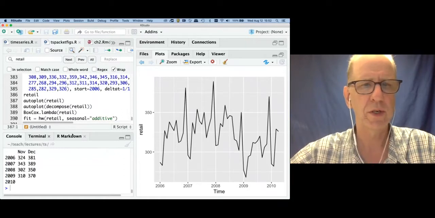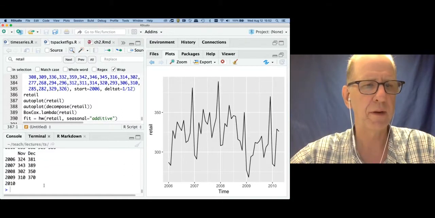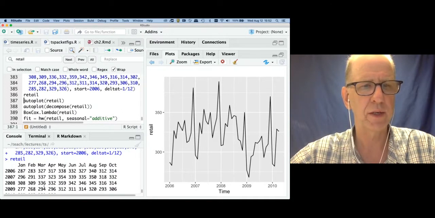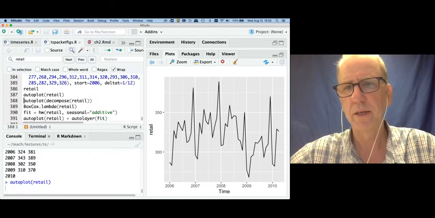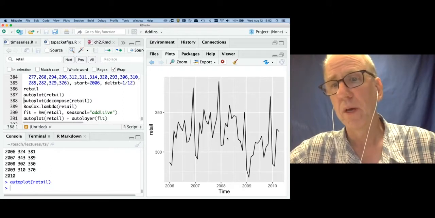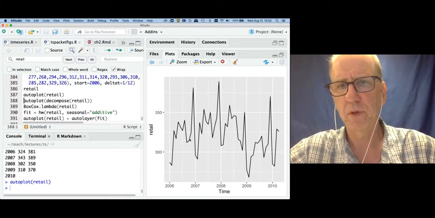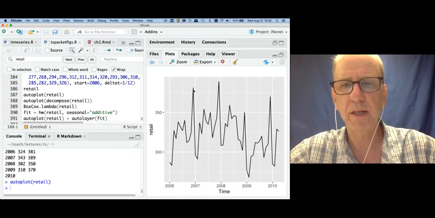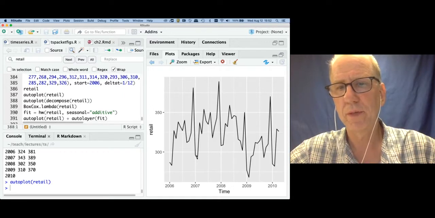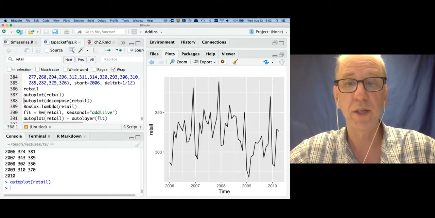And so here's our data set. You can see it goes back about 5 years, and we've got data for every month. If we do an autoplot, this is what we see. I see a very strong seasonal pattern. So there's a spike every December. Then Christmas is over, and a lot of retail workers get laid off.